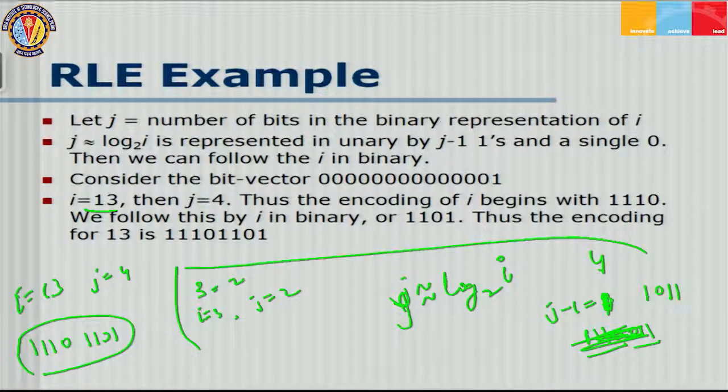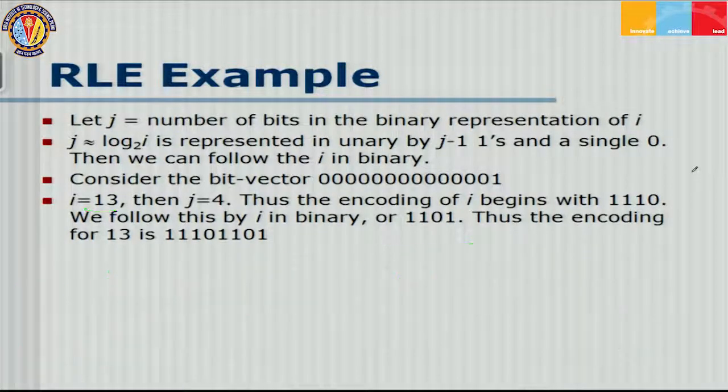So I hope you have understood, this is a very simple scheme. Basically I look at the length, then I look at the number of bits I would need to represent the length. Then I represent that using a unary number system. Here I am using ones as the unary number system. Then I follow it up with a 0, and then I write the length, that is I, in binary. So this is what I do.